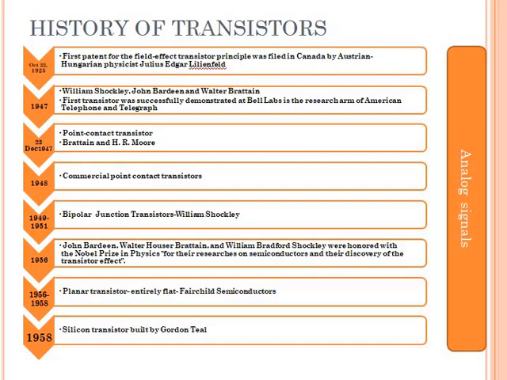In this video, we are going to see about the history of transistors. On October 22, 1925, the first patent for the field effect transistor principle was filed in Canada by the Austrian-Hungarian physicist Julius Edgar Lilienfeld. He was the first person to state the concept of field effect transistors.